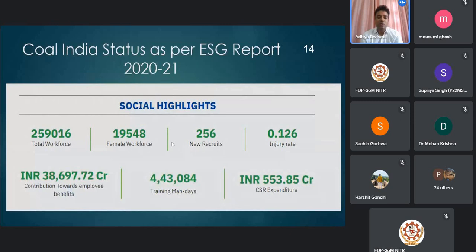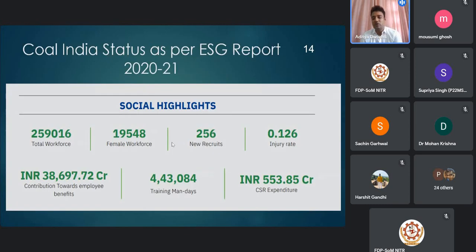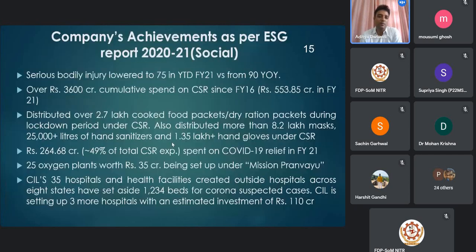As per the ESG report that we filed in Coal India, this is the total number of people in 2021: more than 2,59,000. Female employees number 19,554. New recruits 256. The CSR expenditure is 553 crore. That was in 2020-21. Achievements as per the ESG report.